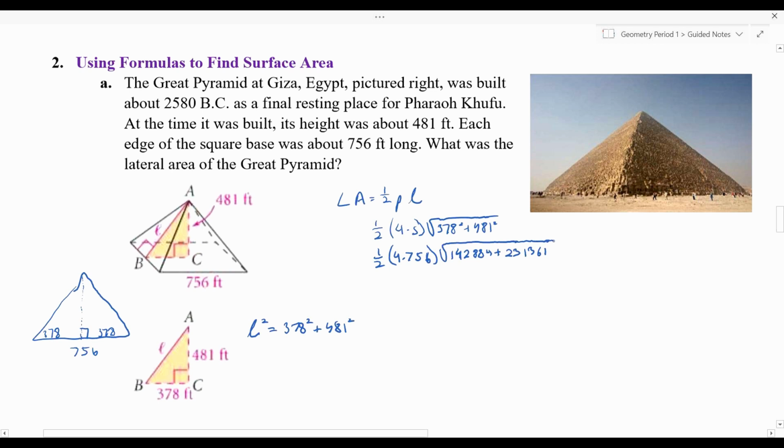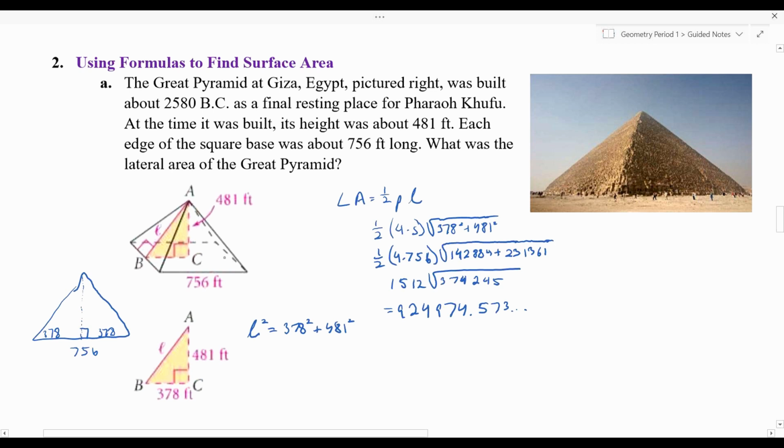Okay, and when we have that, we clean this up, and we get 1512 times the square root of 374,245, and this comes out to be 974,573 and a bunch of other numbers there.